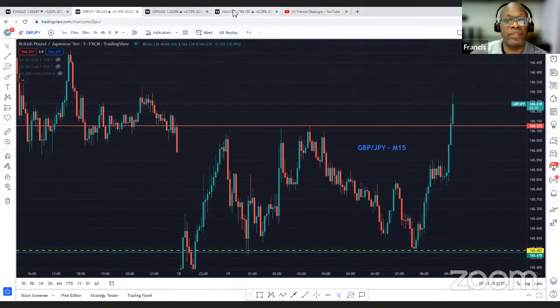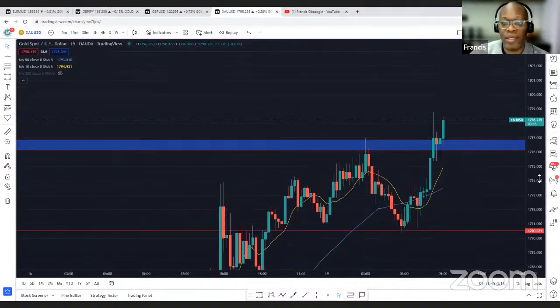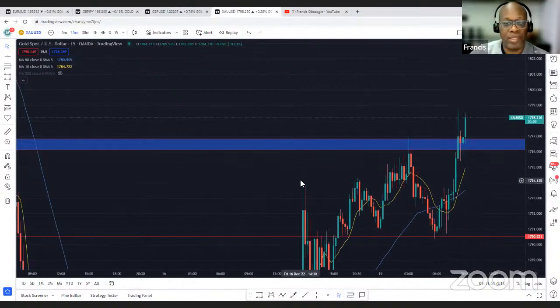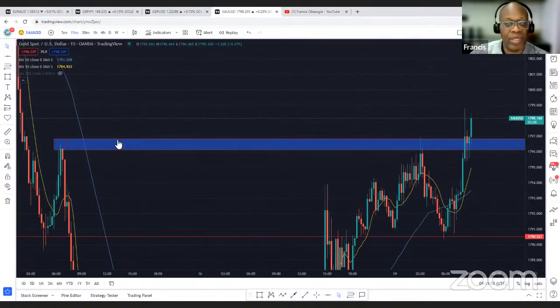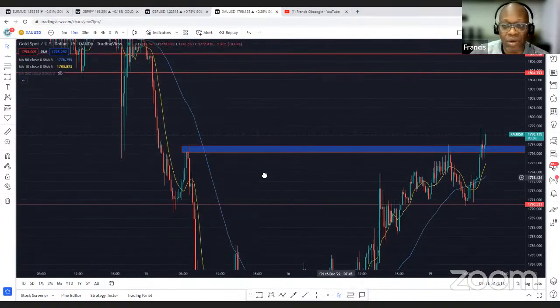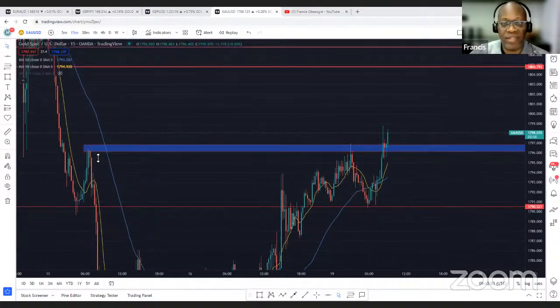Powerful, powerful. Okay, so gold seems to want to now continue its journey up. So like I did say, I'm looking to buy gold as well. I'm looking for buys on gold. This could be the opportunity that we've been waiting for.